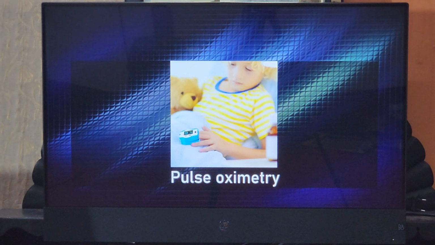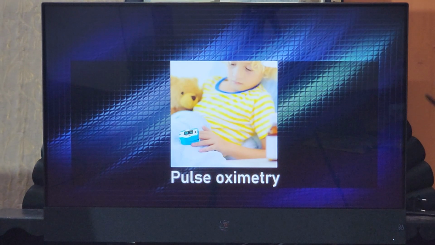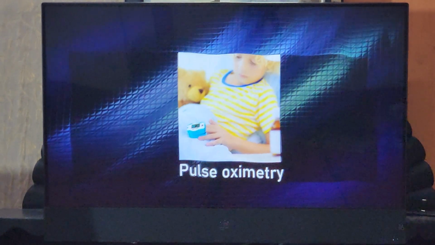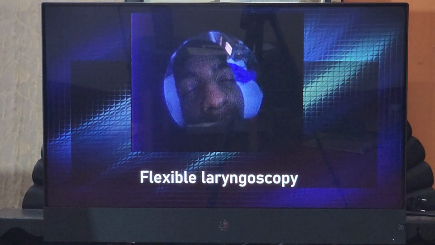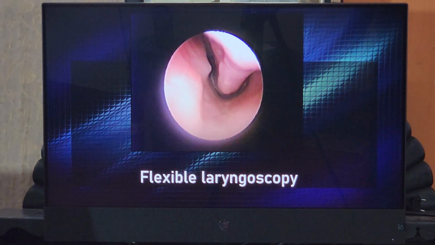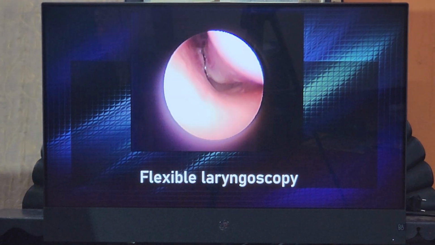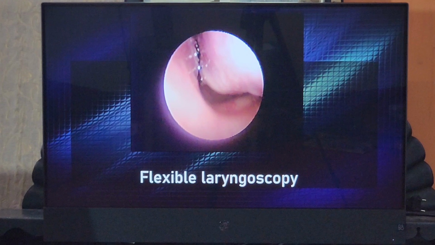As soon as the patient starts treatment and investigation, he'll already be on pulse oximetry, and we have to monitor the pulse and oxygen level. We'll go ahead and do a flexible laryngoscopy. See, flexible laryngoscopy is not for diagnosis of this condition. We have to rule out other conditions too.